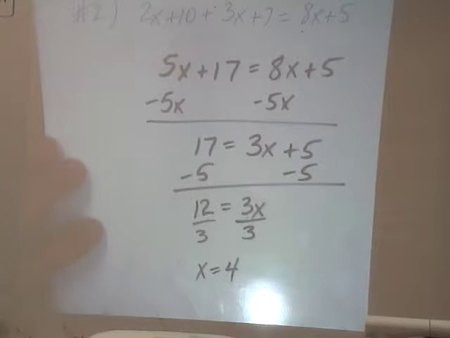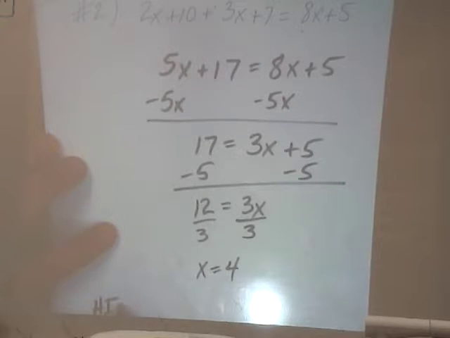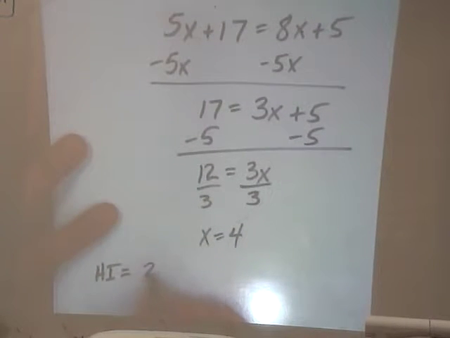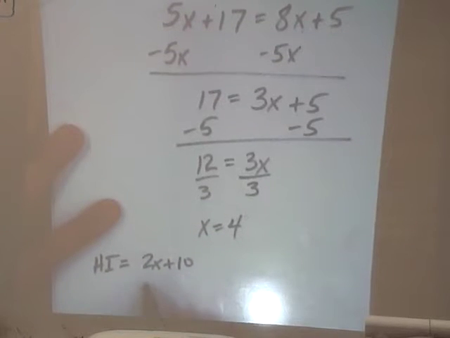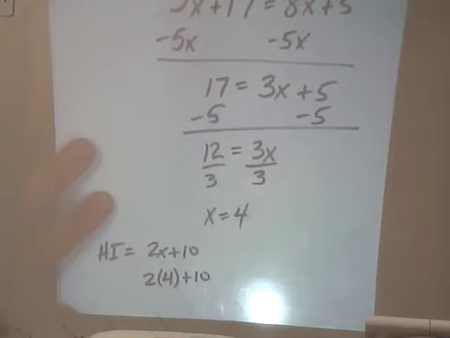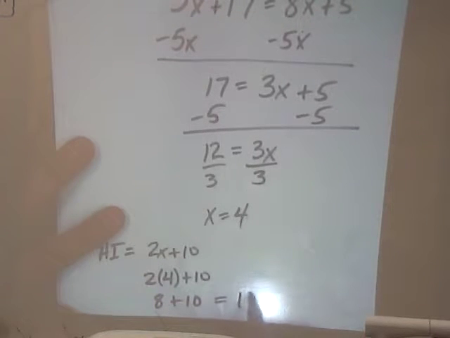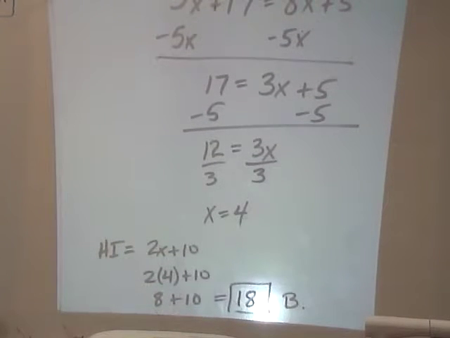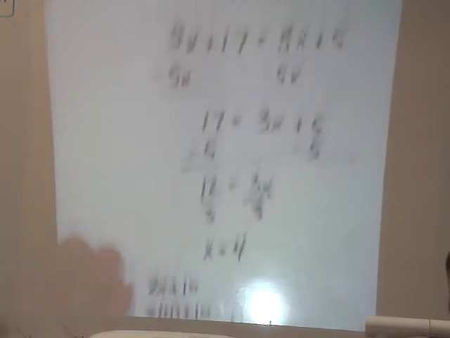So we know that HI is equal to 2x plus 10. So that'll be 2 times 4 plus 10. So that'll be 8 plus 10. So that's 18. Which is B. Questions? Good? All right, number 3.